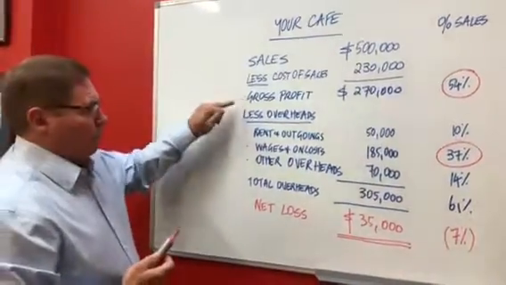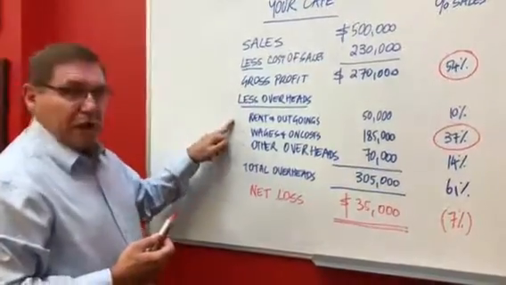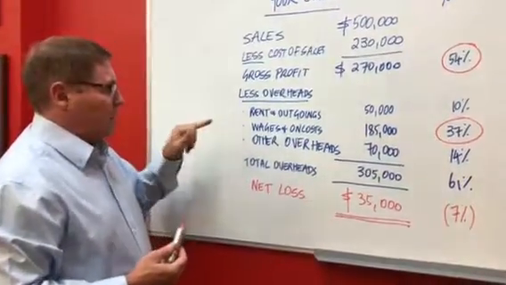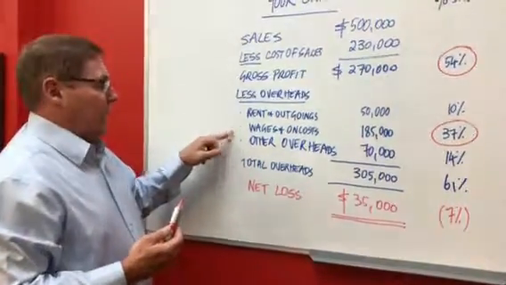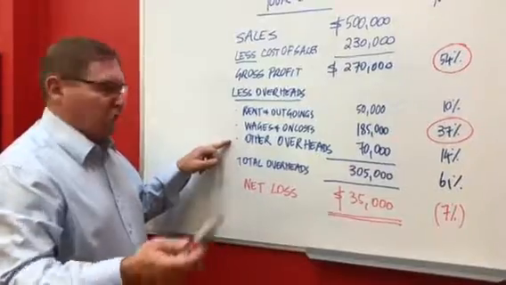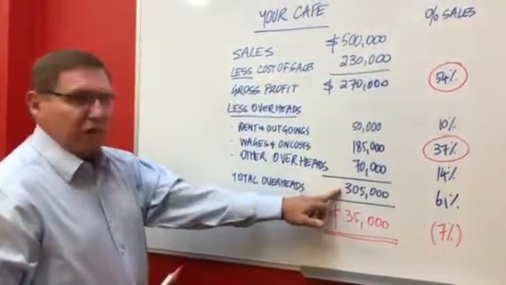From our gross profit, we take off overheads, and they're just your normal business expenses. Rent and outgoings is a big one for cafes. Wages and on costs are probably the largest expense you'll actually have. And then other overheads, they're all the other sort of costs that you might have in running your cafe. Your total overheads are 305,000.